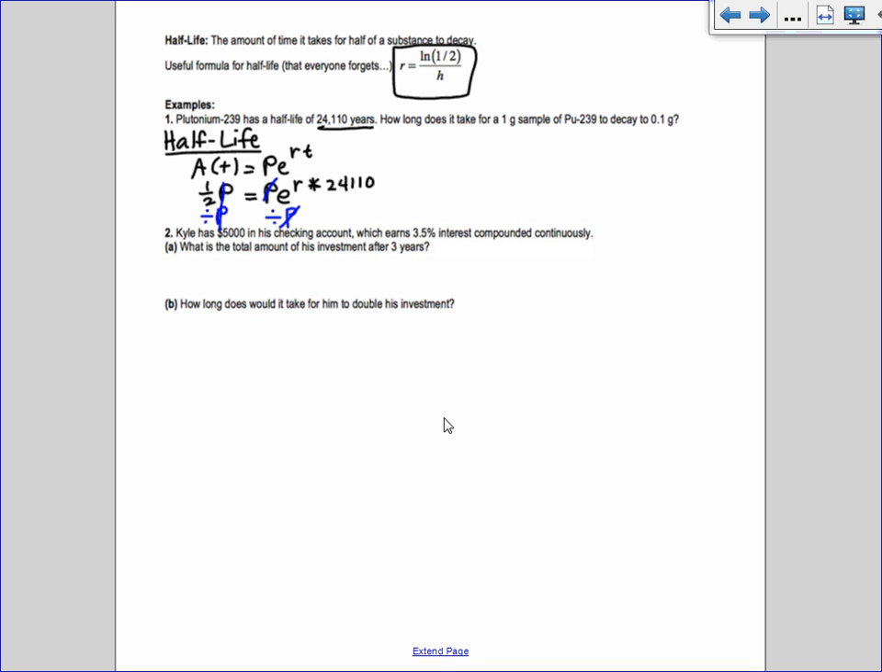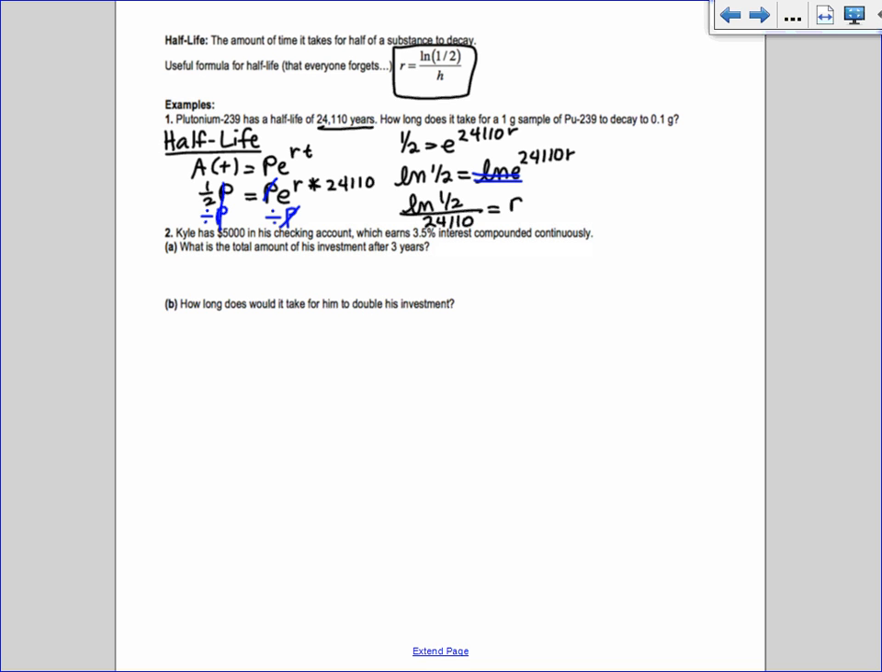So I end up getting 1/2 equals e to the 24,110 r. How do I solve for r? I do natural log of 1/2 equals natural log of e to the 24,110 r, which switches it to natural log of 1/2 over 24,110 equals r.